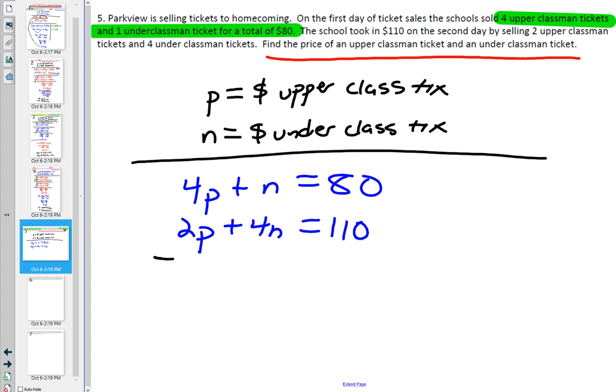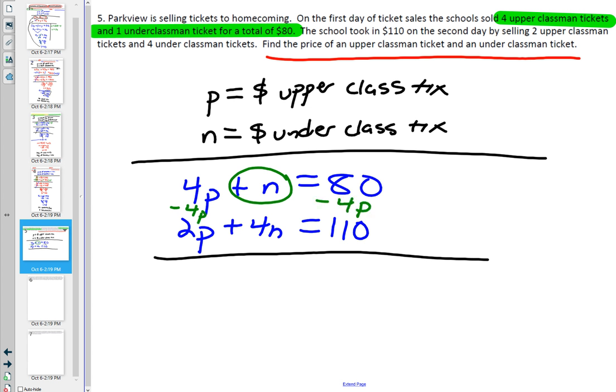Just to break up the monotony, even though these are both in standard form, and it would make perfect sense to do this with elimination, let me just show you how substitution will work fine also. If I wanted to use substitution, I'd have to pick a variable to solve for, and the only one that makes sense is that N. If I want to get that N by itself, I would subtract 4P on both sides. So N is equal to 80 minus 4P.